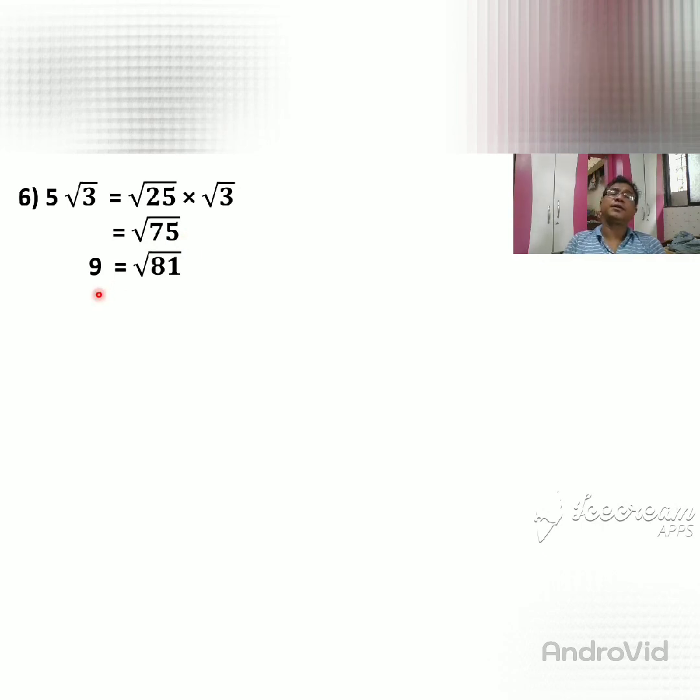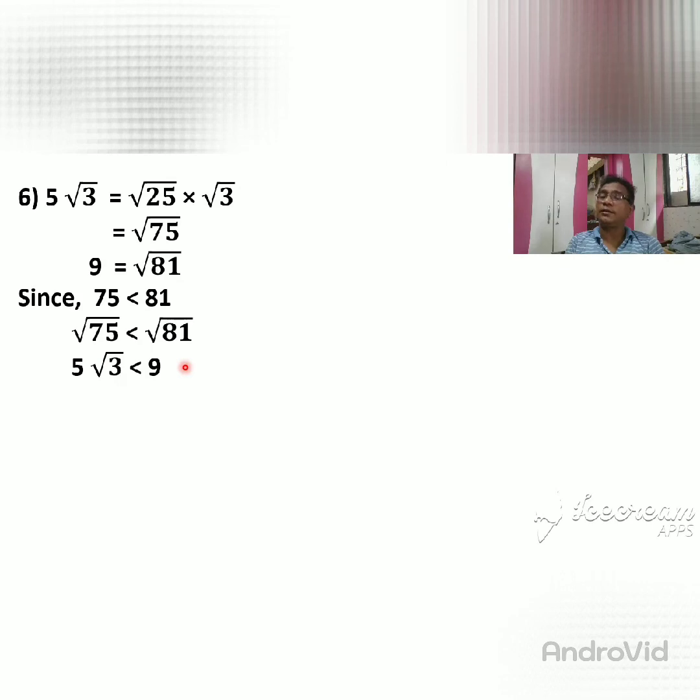Then the other number 9. We do the square of 9. What is 9 square? 9 square is 81. So that is written under the square root sign, root 81. So we compare 75 and 81. 81 is greater than 75. So root 75 is smaller than root 81. Root 75 is 5 root 3. So 5 root 3 is smaller than 9.